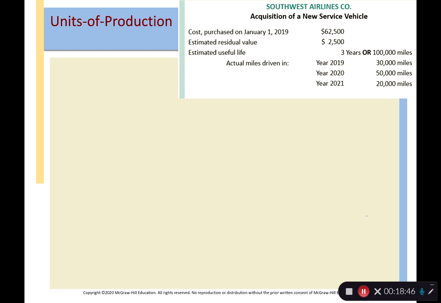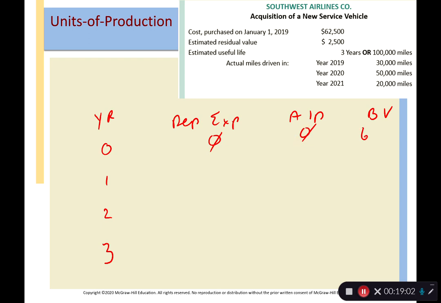Last but not least, we'll go through and do units of production. So we have our year, depreciation expense, accumulated depreciation, and book value. Year 0, 1, 2, and 3. We have no expense, no accumulated, and the book value starts at our cost. The first thing we need to do is get our depreciation rate, which is going to be the asset cost minus the residual value over the estimated useful life in units, which would be 100,000 miles. That gets me a rate of 60 cents a mile.